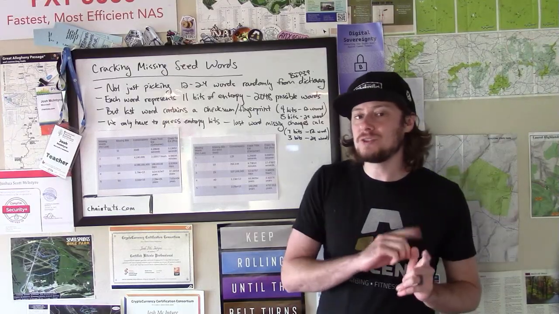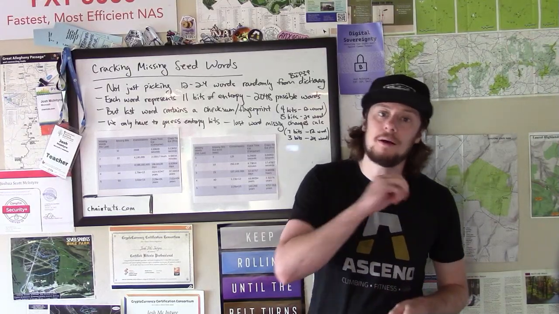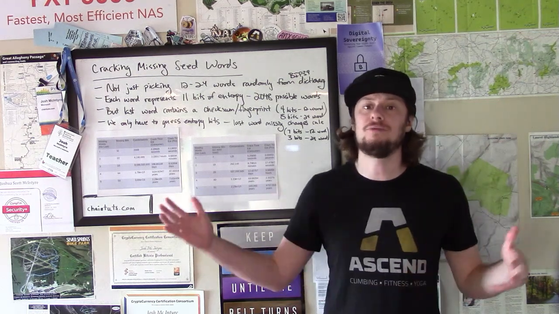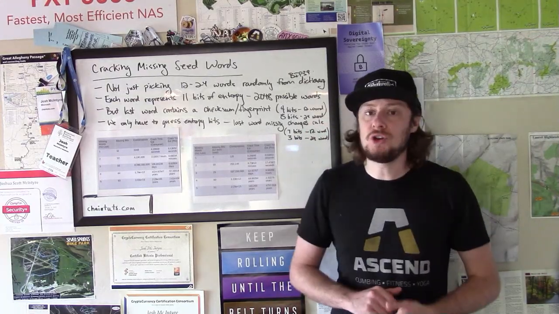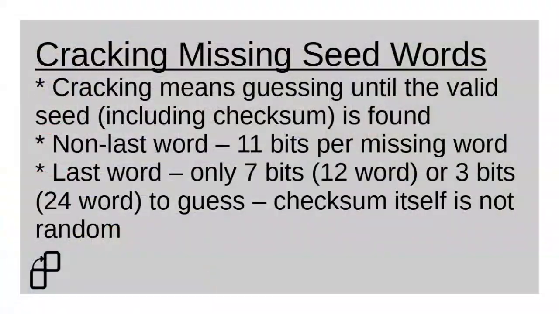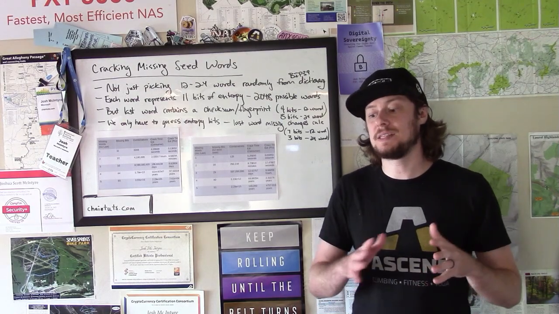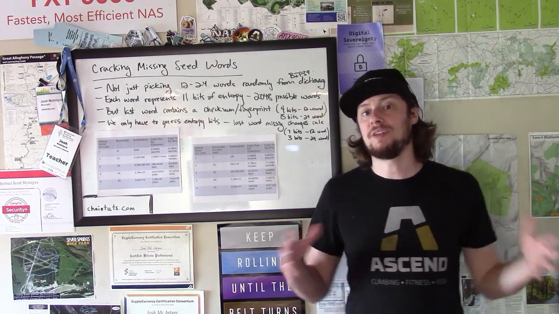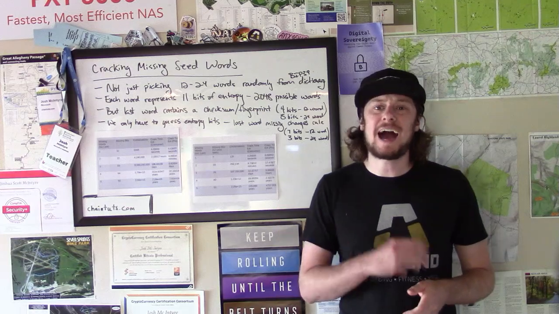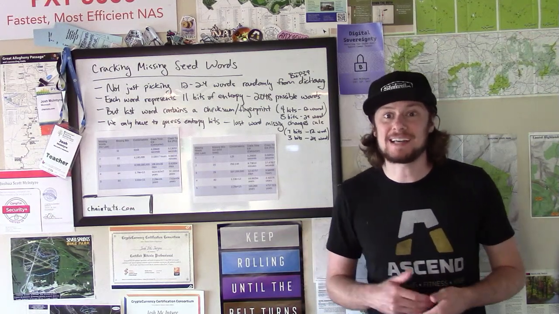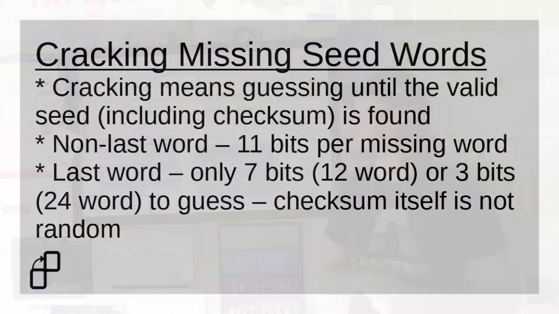But again, the last word is generated from not only some bits of random data, but also a checksum of all of the previous data in that seed. And what's important to note here for recovery purposes is that when we have to do our guessing to figure out what the missing words are, we only have to guess the entropy bits. We can't guess the checksum because that includes a fingerprint of all the data in the seed. So essentially, if you're missing the last word, there's less actual bits of entropy to guess than there is with any of the other words in the seed.